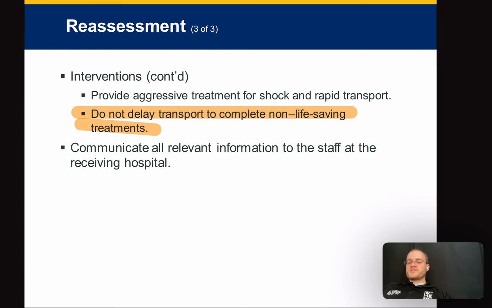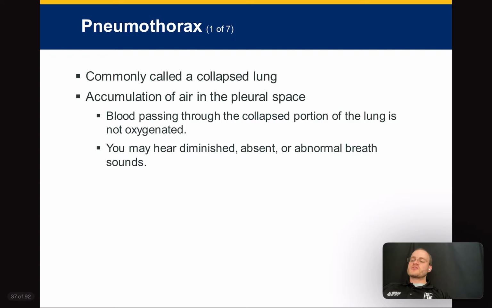Communicate all relevant information to the hospital staff, right? And so this is where we're going to start jumping into the pathology itself, okay? And so the pathology of there's this thing called a pneumothorax. Pneumo means air, and this literally means in the thorax. So air in the thorax, so air in the chest, okay? And so this is also commonly called a collapsed lung.